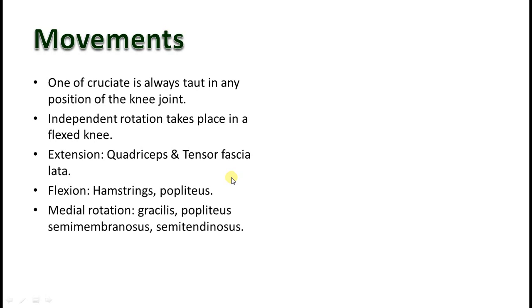Medial rotation is by the gracilis, semitendinosus and semimembranosus. And lateral rotation is by the biceps femoris muscle. So these are the muscles producing the movement. So the locking and unlocking movement of the knee joint can be asked separately. So you should explain the sequence of events of this locking and unlocking.